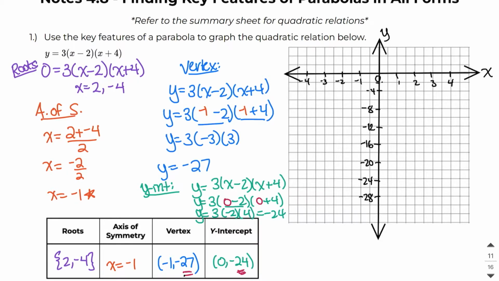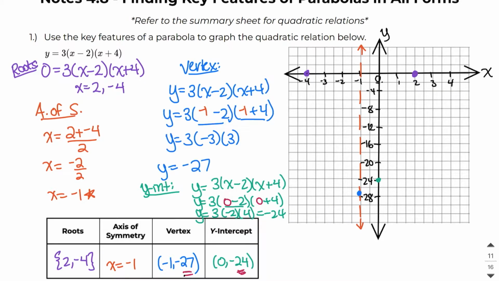So now I'm going to go ahead and graph out my roots. So my roots are at positive 2 and at negative 4. My axis of symmetry is at x equals negative 1. My vertex is going to be at negative 1, negative 27. And my y-intercept is going to be at 0, negative 24.